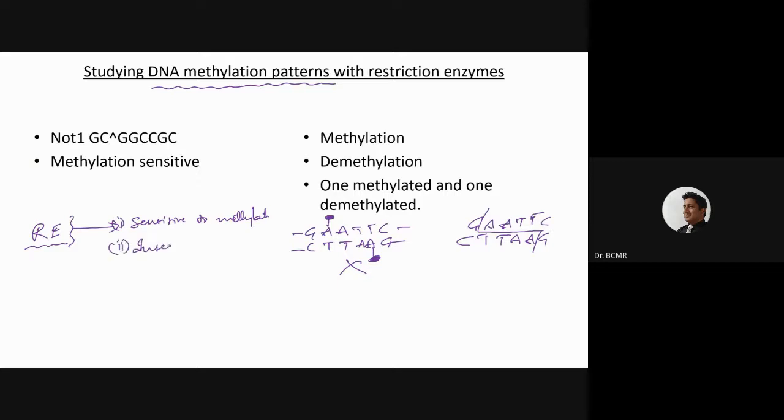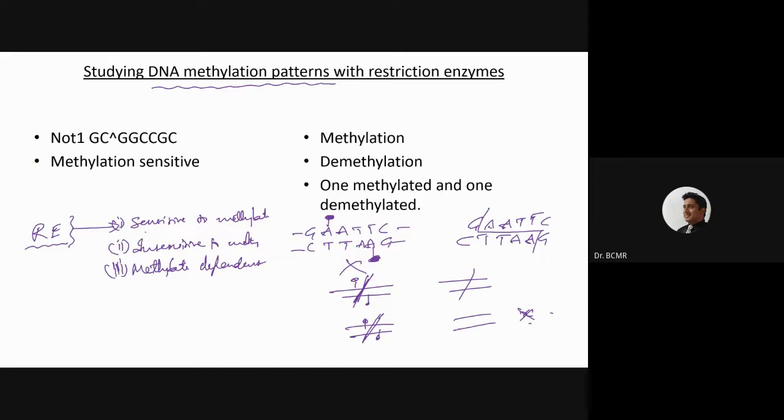There are others which are insensitive. That means irrespective of whether they are methylated or unmethylated, they would just cut the restriction site. For those types of restriction endonucleases, it doesn't matter if the target site is methylated or not. There is also the third category, that is methylation dependent. That means they will cleave only if there is methylation. Otherwise, they cannot cleave.